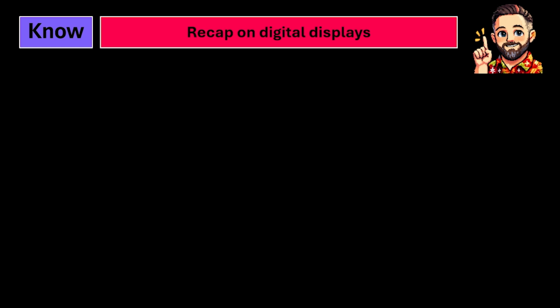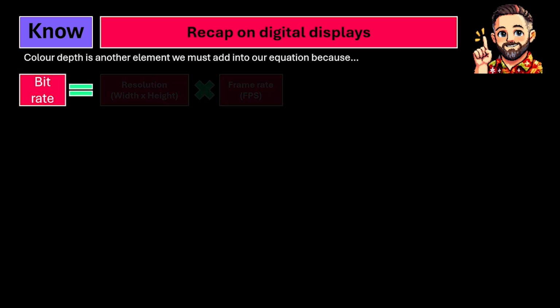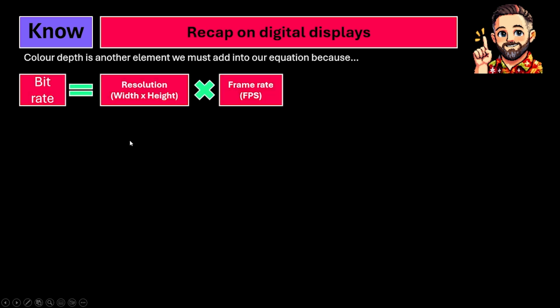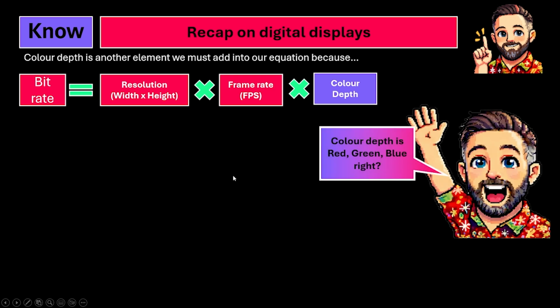Okay, so in this next section we're going to look at colour depth. This is another element that we must add into our equation, because bitrate equals the resolution, which is width times height, times the frame rate, times the colour depth. And that colour depth, as you're probably thinking, is red, green, blue, right? Well, you would partly be right, yes.